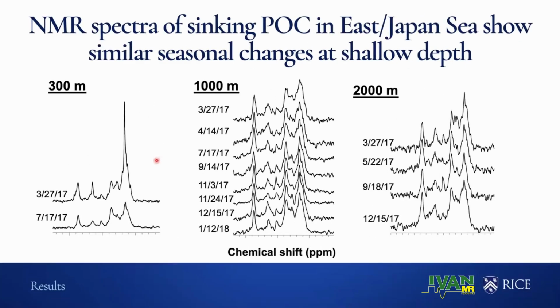Okay, we also obtained all three depths of POC samples at various times for the East Japan Sea site. At the East Japan Sea site, the water depth is much shallower, around 2,370 meters, compared to more than 3,000 at station W. Again, we see a similar seasonal change at the shallow depth of 300 meters. The March sample is dominated by the LQ peak and rich in lipid content. And the rest of the spectra all look similar, as we observed for station W.